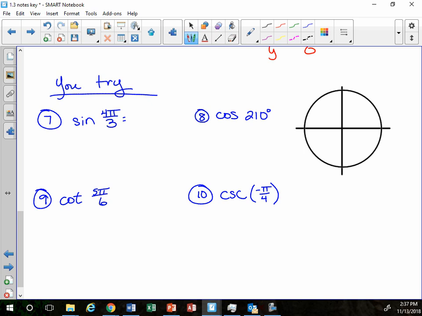Well, cosecant has nothing to do with cosine. We're not cosine. Now you have to flip it to make it cosecant, because that's what the sine of negative pi over 4 equals. So cosecant is root 2 over 2 flipped, which is 2 over root 2, or root 2.